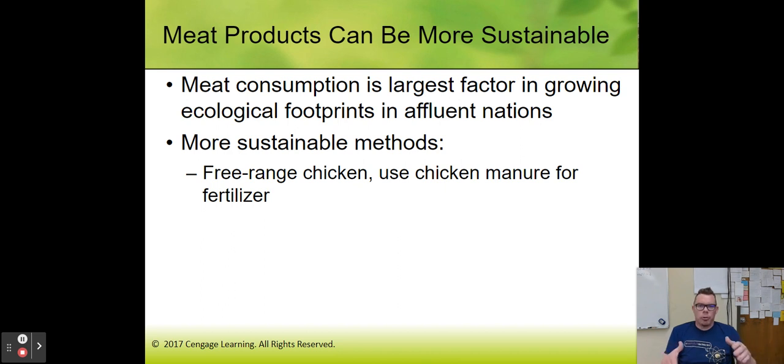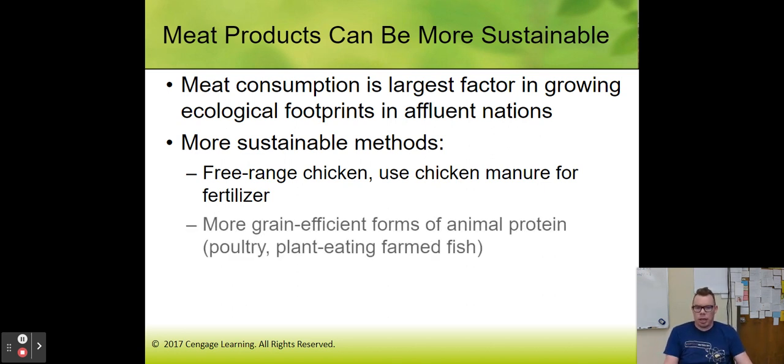So free-range chicken, rather than those CAFOs, remember, those concentrated animal feeding operations, instead of all the chickens jam-packed in a warehouse, just put them in a big field. Let them do their thing, have them graze, kind of rotational grazing, stuff like that. You can do that to help be more sustainable.